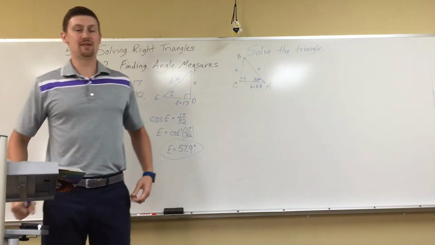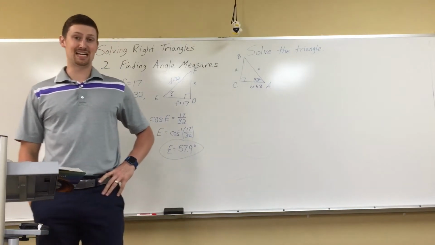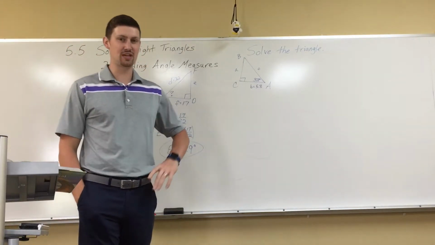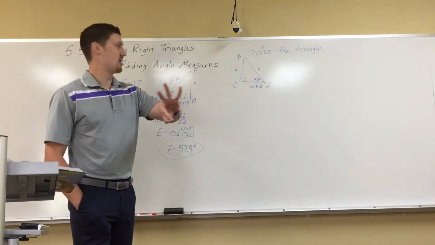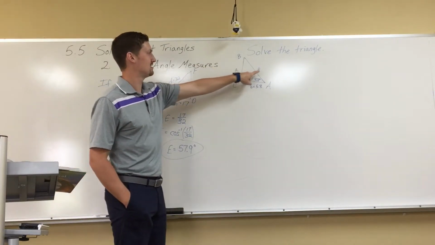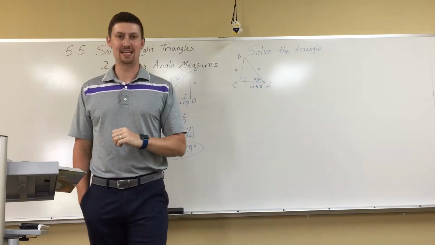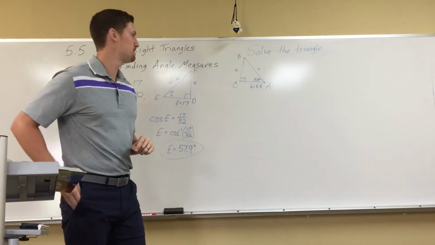What does solve the triangle mean? It means fill in all the missing parts. Fill in the missing angles, fill in the missing sides. What's missing? Most of the time with these, they'll give you three things that are missing. What are they in this case? Angle B, side a, side c. Why is angle C not missing? It's 90. They give us that little symbol that means 90.